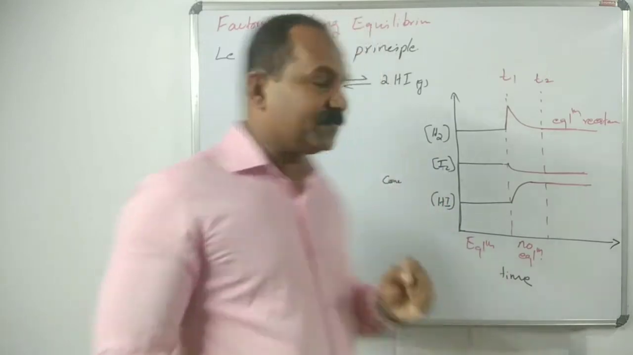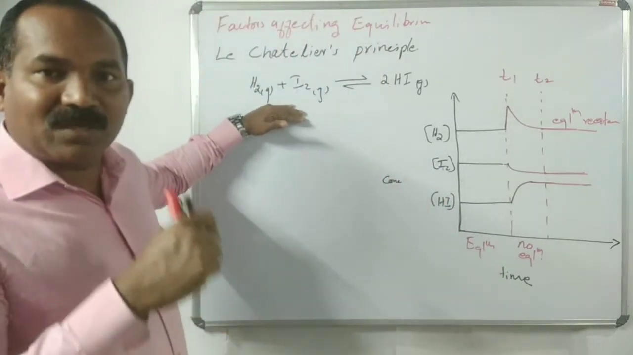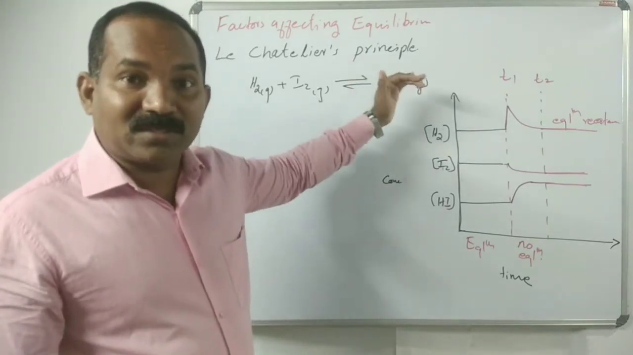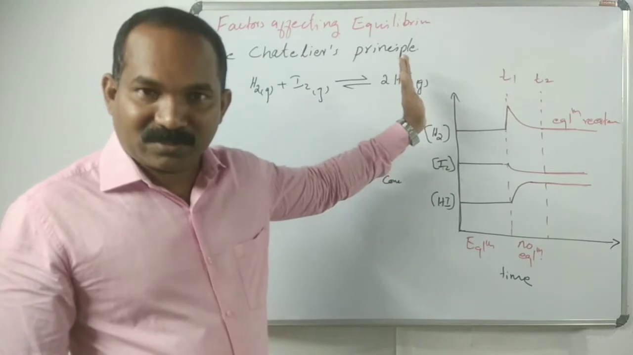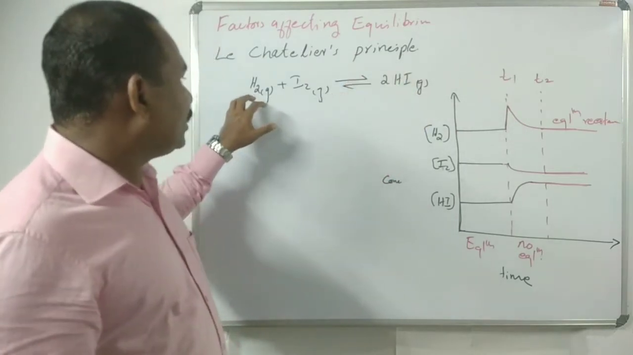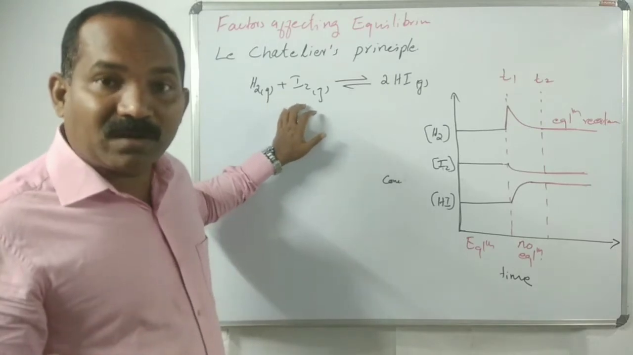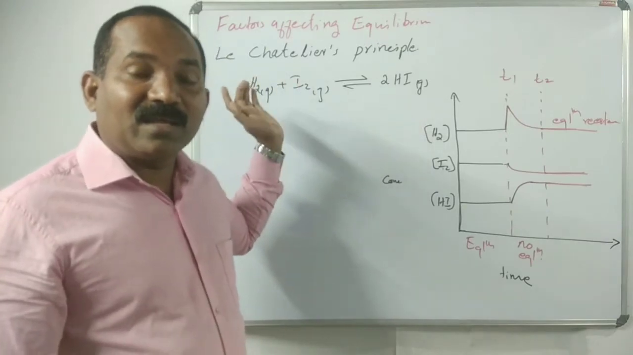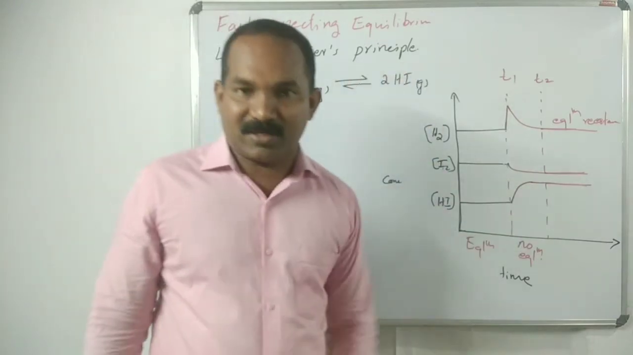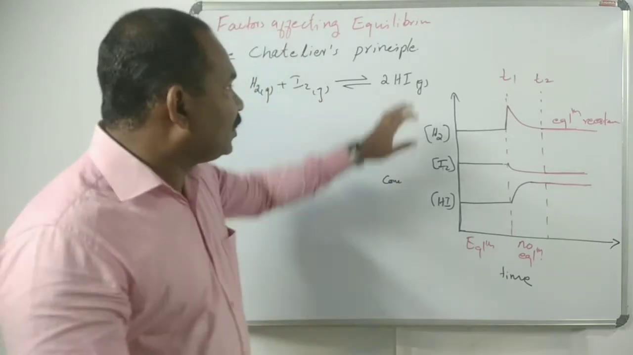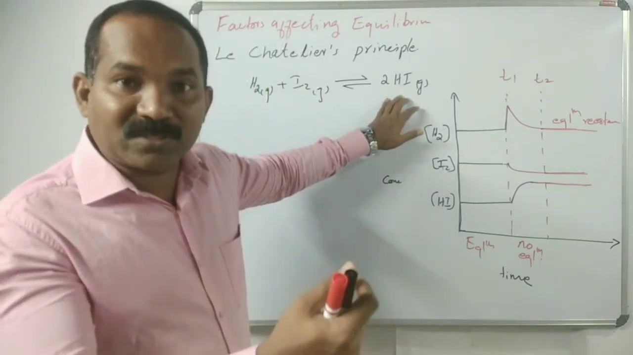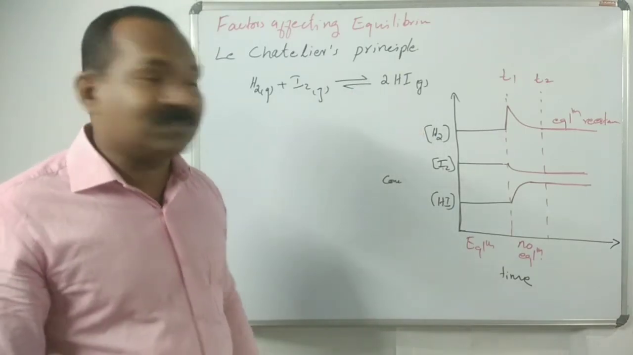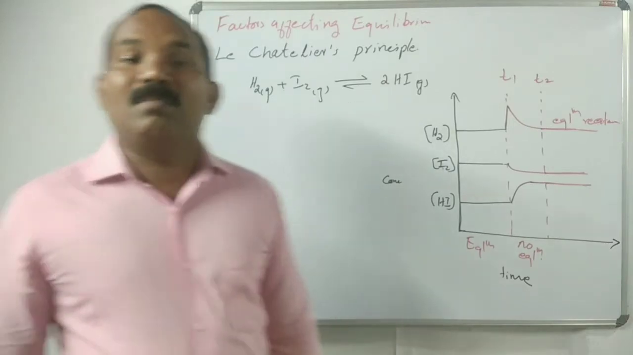So let's conclude. If you increase the concentration of reactant or decrease the concentration of product, the forward reaction takes place. Once again, if we increase the concentration of any one of the reactants or decrease the concentration of product, the equilibrium is shifted to the forward direction. And if we increase the concentration of product or decrease the concentration of any one of the reactants, the reaction is shifted to the backward direction.